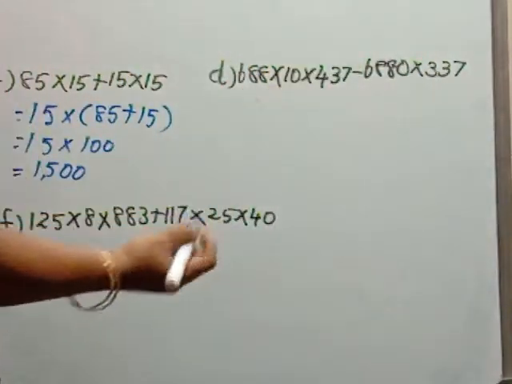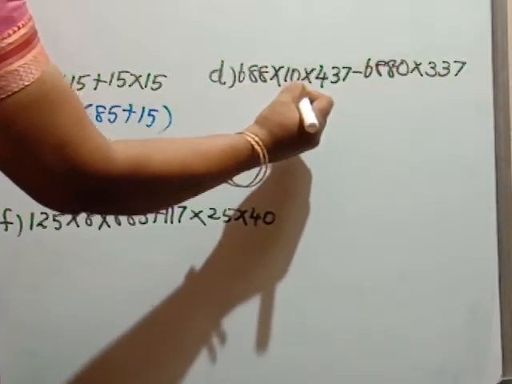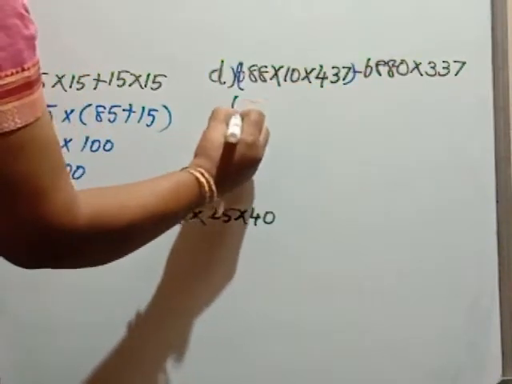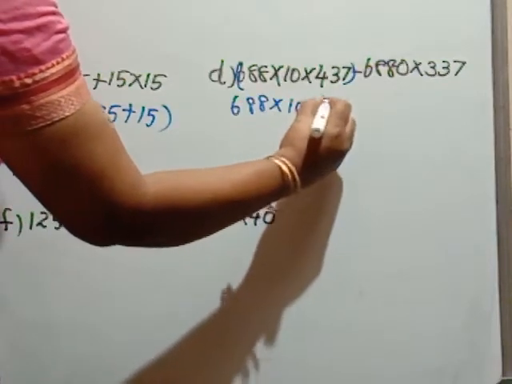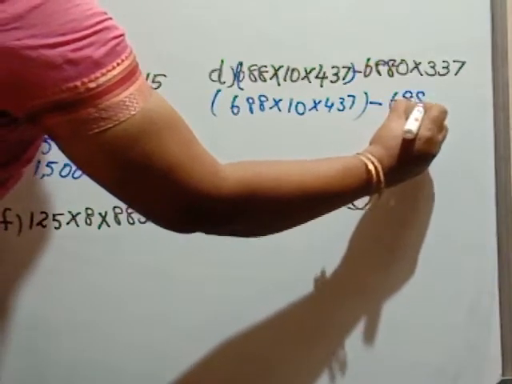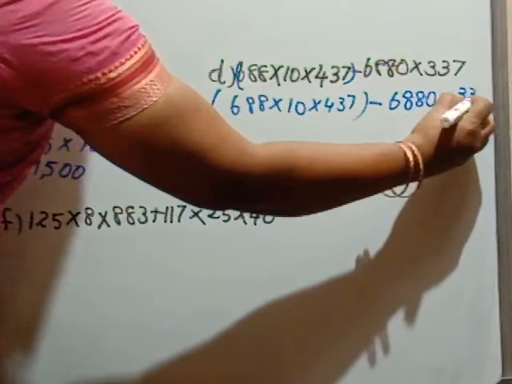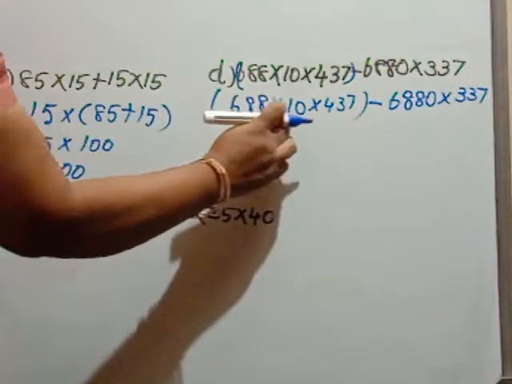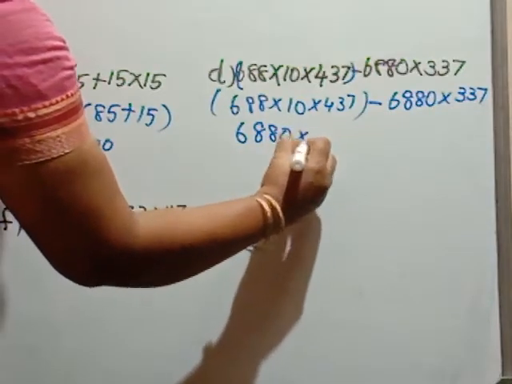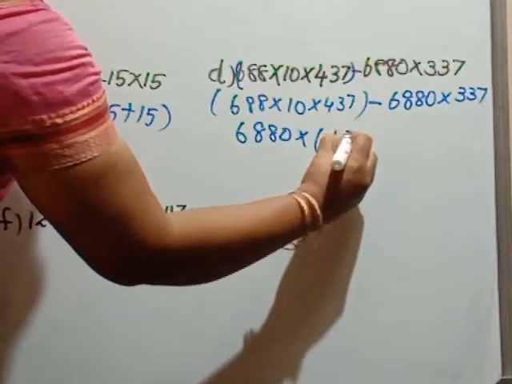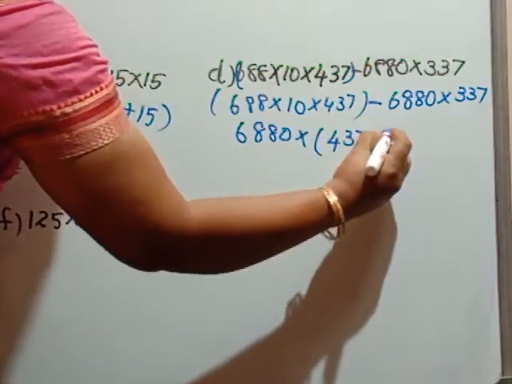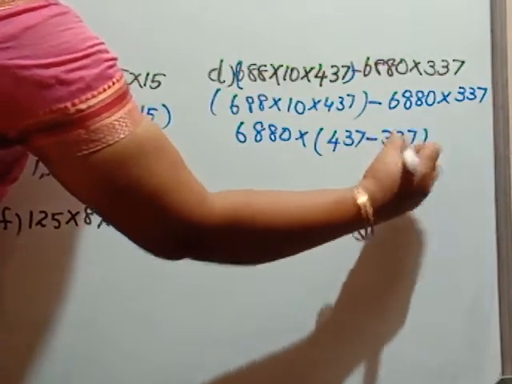Now here we are going to group it. 688 into 100 into 437, I'll make this the first group. Then minus 6880 into 337. Here 688 into 10 becomes 6880. Then into, how many times first do we have to multiply? 437 times. Again, how many times do we have to subtract? 337 times.